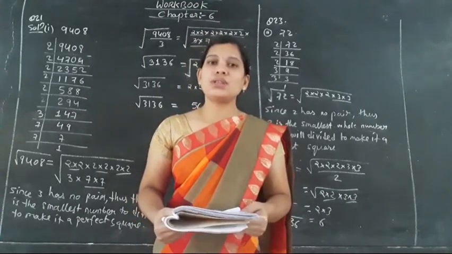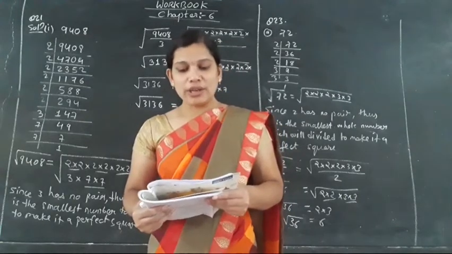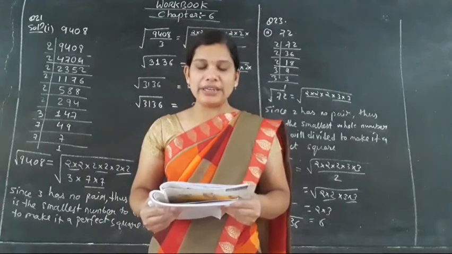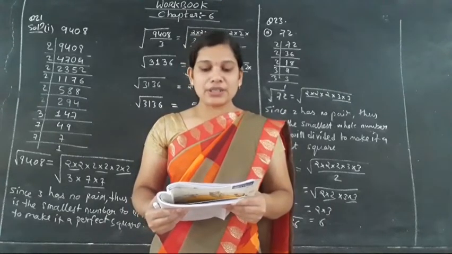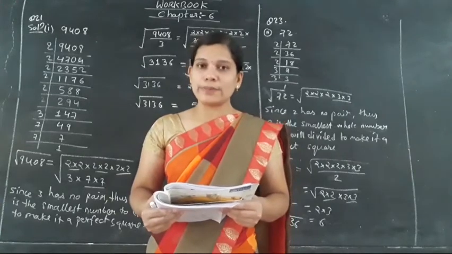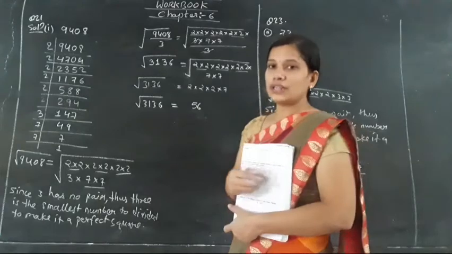So moving toward question number 21, what is said in this question? For each of the following numbers, write the smallest whole number by which it should be divided to get a perfect square. Also write the square root of the square number so obtained. So here we have to find the smallest number. So how to find the smallest number?